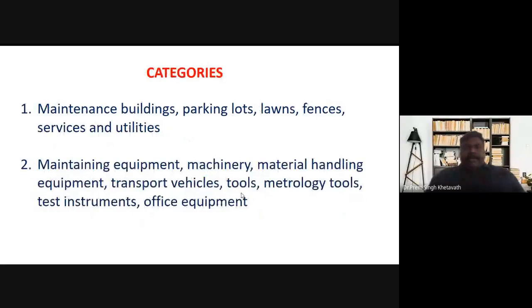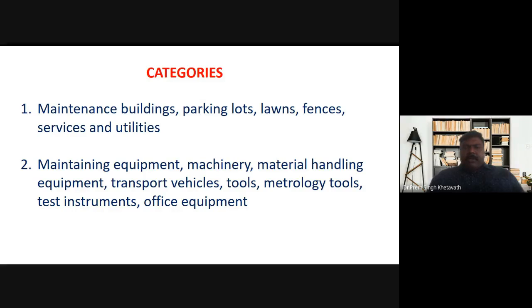So categories of maintenance: buildings, we have parking lots, lawns, fences, services, utilities; we have maintaining equipment, machinery, materials handling equipment, transport facilities and vehicles, tools, metrology tools, test instruments, office equipment. So in these categories, we will be having the maintenance.